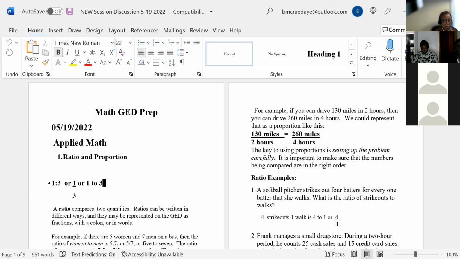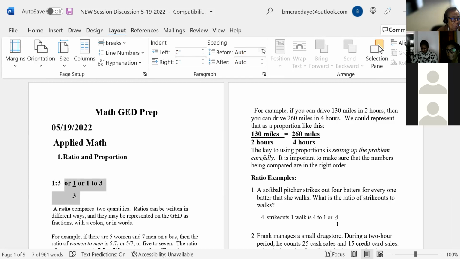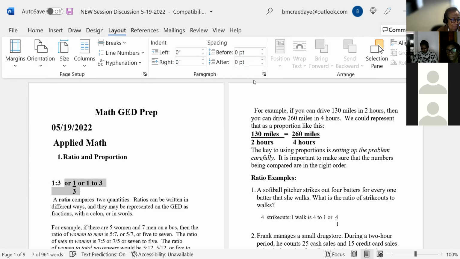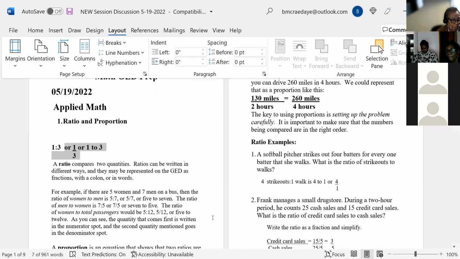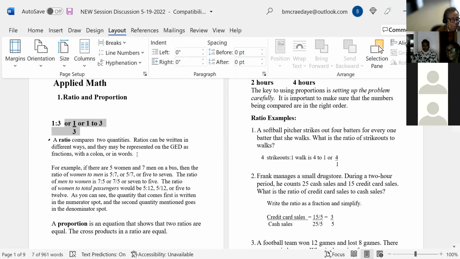But the important thing about ratios is writing things as they are in words. So that means you have to read these things very carefully and write them just as they tell you to write them. Look at this: 5 women, 7 men on a bus. You could say men to women, women to men, women to total, or men to total, right?